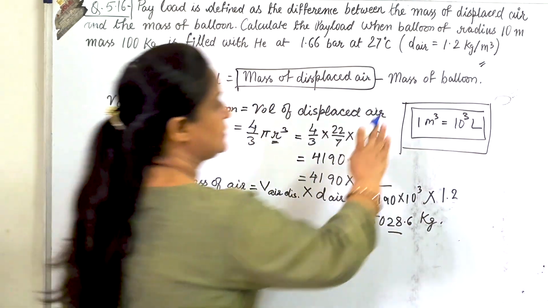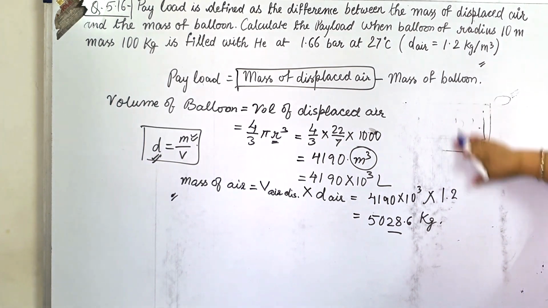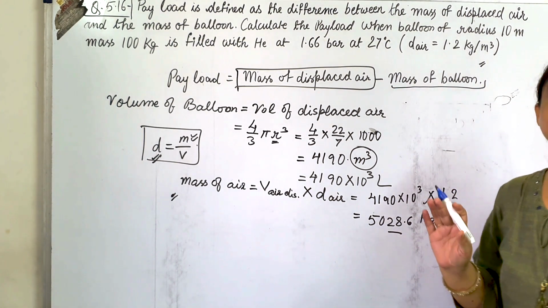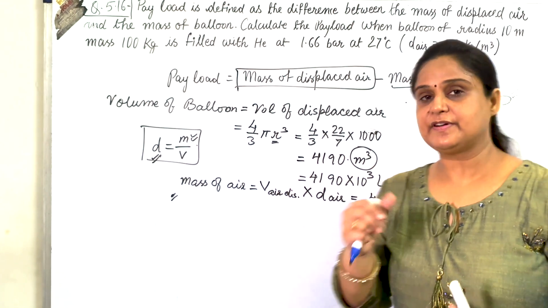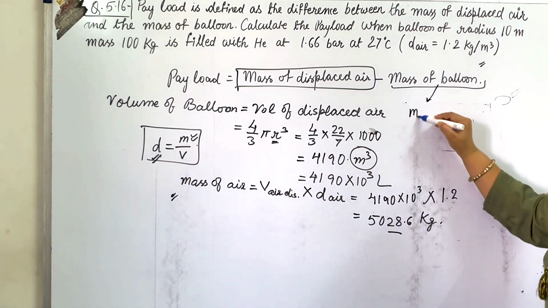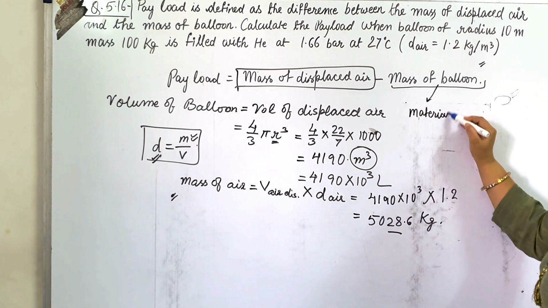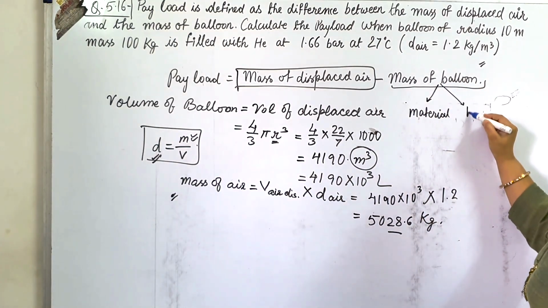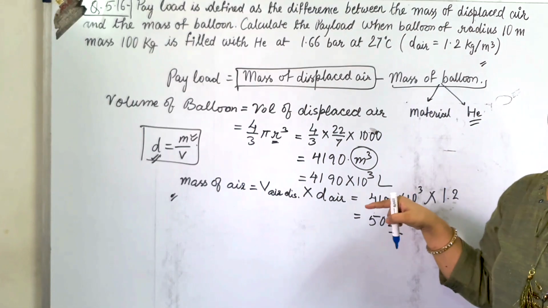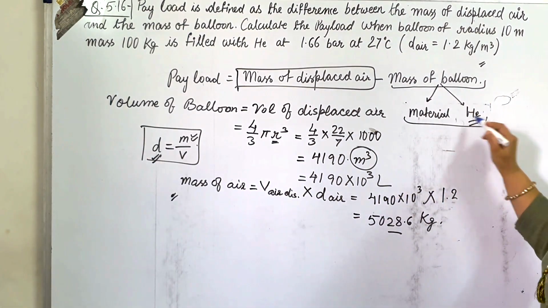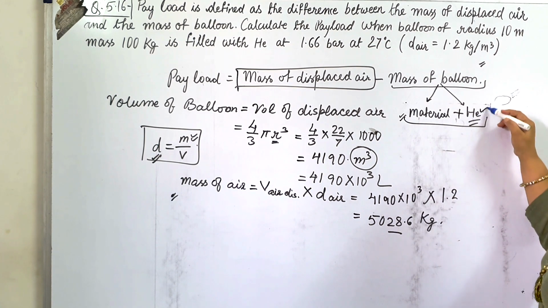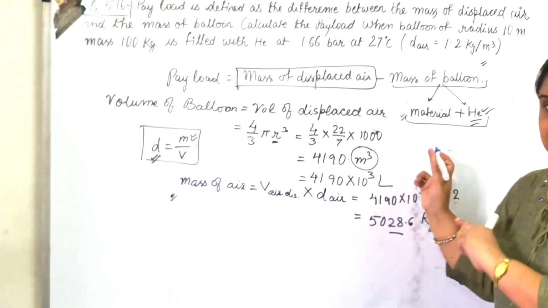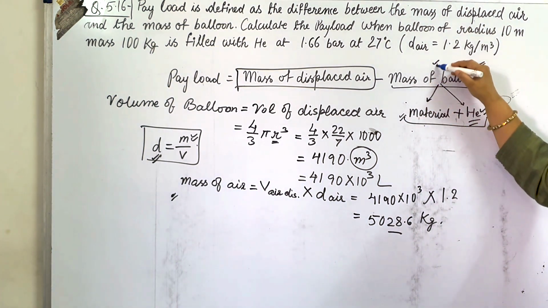Now let us move to this part of the formula. In this part, the mass of the balloon is given. The mass of the balloon consists of two parts. The first one is the material with which the balloon is made, and the second thing is the helium gas which is filled inside the balloon. So two things combined: we have to calculate the mass of the material and the mass of the helium, and then we can add them to get the ultimate mass of the balloon.